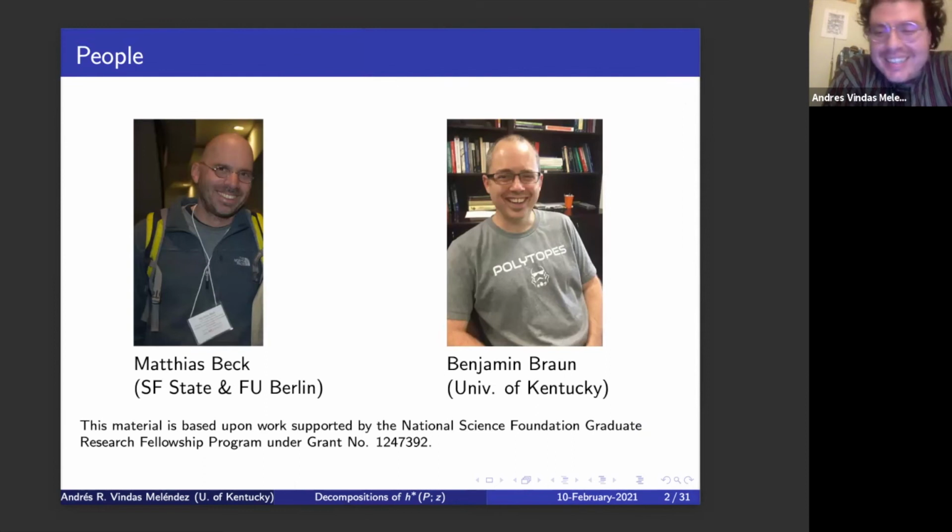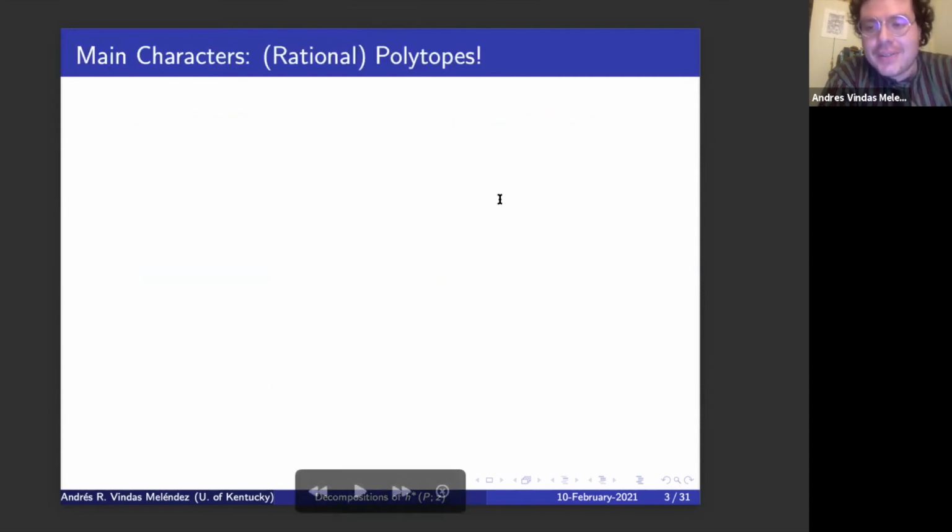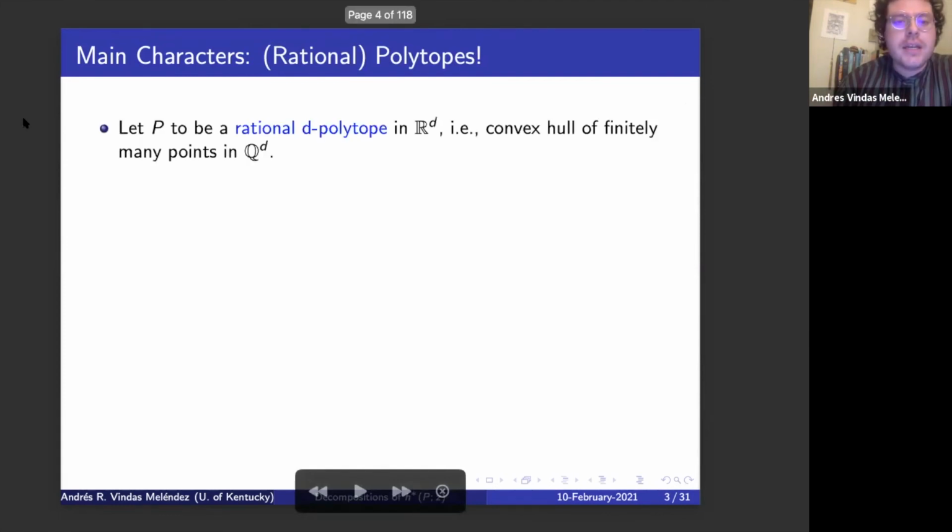But in any case, this is joint work with Matthias Beck, who's a professor at SF State and currently at FU Berlin, and Ben Braun, my PhD advisor at University of Kentucky. And so what are the main characters? The main characters are now rational polytopes. So if you were in the pre-seminar, you probably saw we were talking about lattice polytopes, but now I'm going to care about rational polytopes. And so I'm going to let P be a rational polytope. And what I mean by that is I'm taking the convex hull of finitely many points in Q to the D. Okay. So the vertices are now rational points as opposed to integral points.